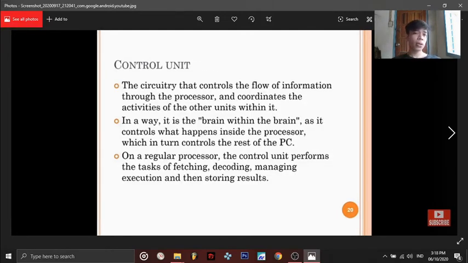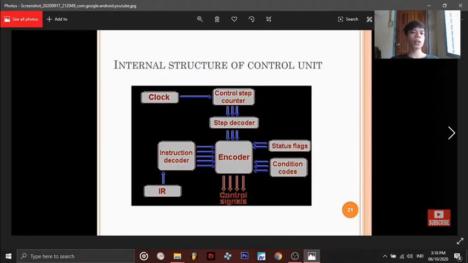Control unit. Circuitry that controls the flow of information through the processor and coordinates the activities of the other units within it. In a way, it is the brain within the brain, as it controls what happens inside the processor, which in turn controls the rest of the PC. On a regular processor, the control unit performs the tasks of fetching, decoding, managing execution, and then storing results. And this is a diagram of the control unit.